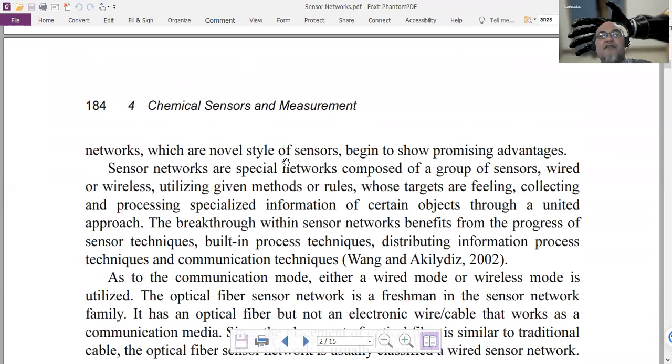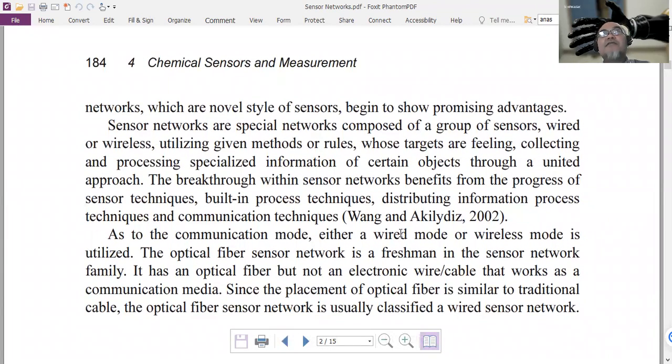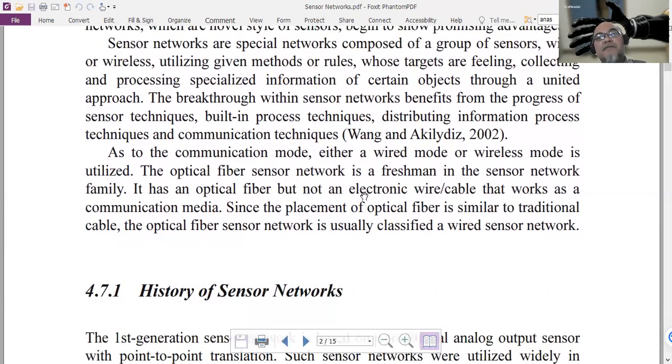And so sensor networks are special networks composed of a group of sensors, wired or wireless, utilizing different methods of data flow. For example, in our lab, your senior James developed sensor networks consisting of 4 MMG sensors made from CMP sensor. And now your senior, Daniel Engel, is also trying to develop a sensor for respiratory MMG analysis.